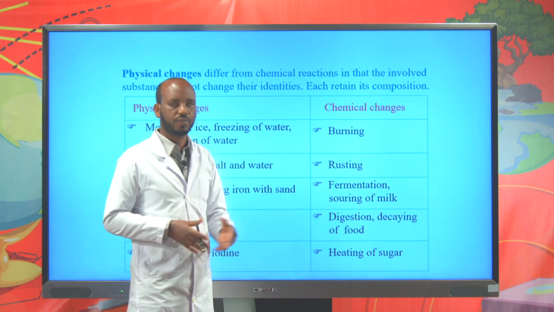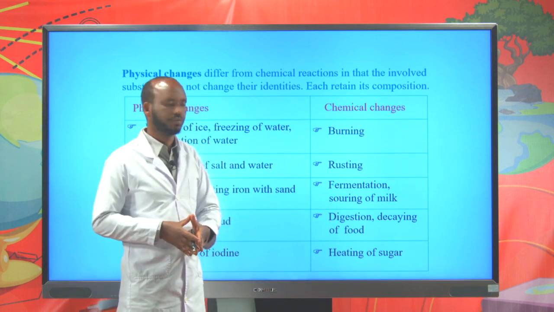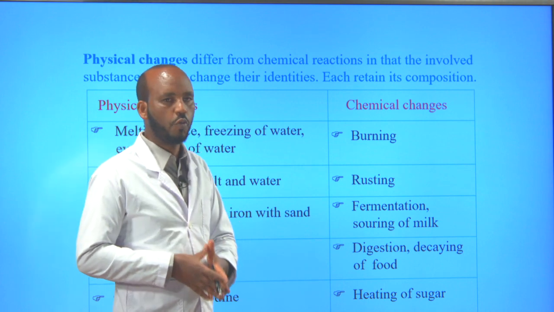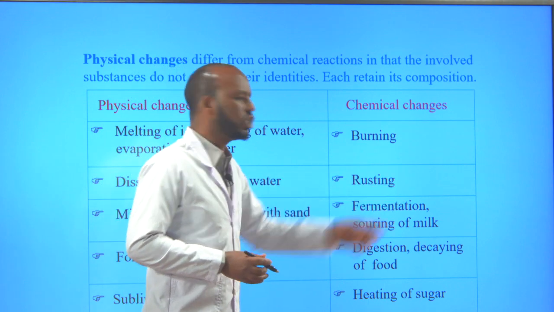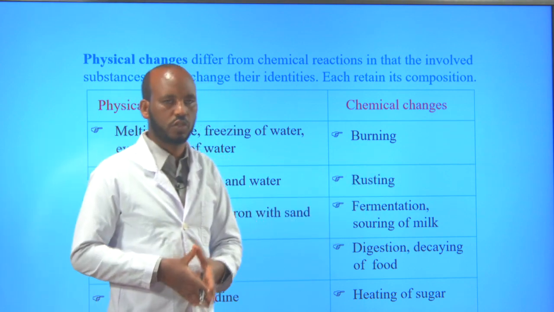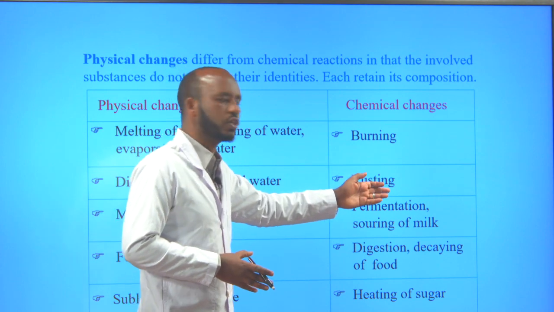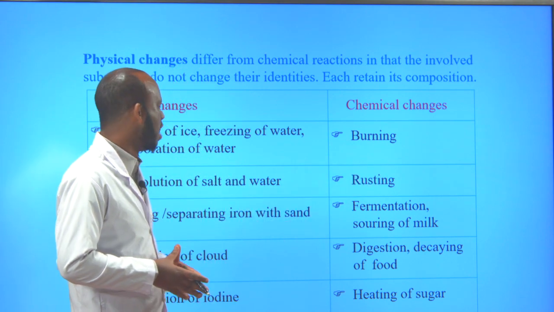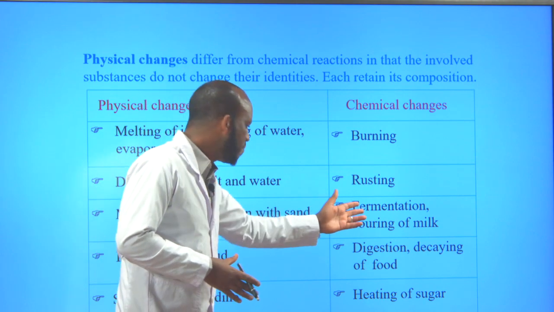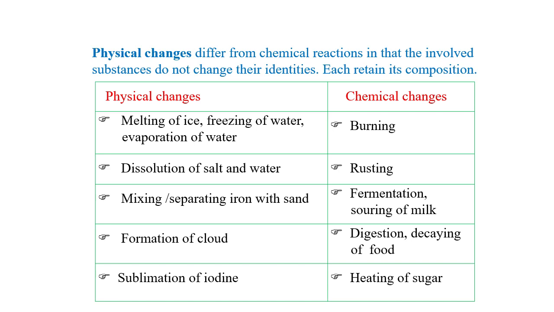Chemical changes: oxidation of substances, for example, burning and rusting. We know that water and oxygen jointly oxidize iron and convert it into rust, which is an example of chemical change. It is a chemical process, a chemical reaction. Fermentation, souring of milk, digestion, decaying of food, and heating of sugar are examples of chemical changes.